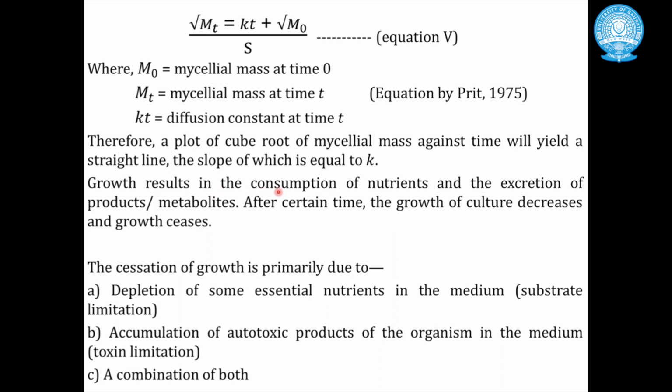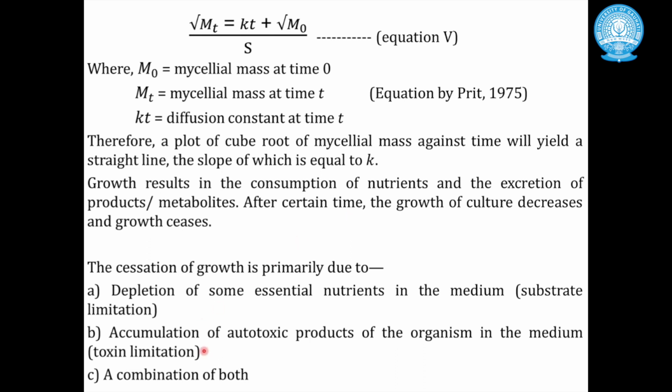Growth results in the consumption of nutrients and excretion of products and metabolites. After a certain time, the growth of culture decreases and growth ceases. So the cessation of growth is primarily due to depletion of some essential nutrients in the medium, because we added a particular substrate at a particular concentration. Once the concentration decreases, the depletion of essential nutrients is also obvious.